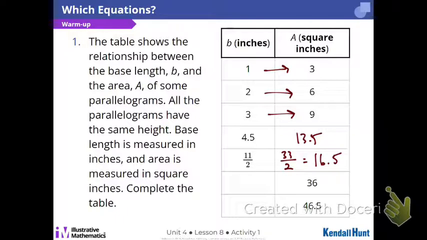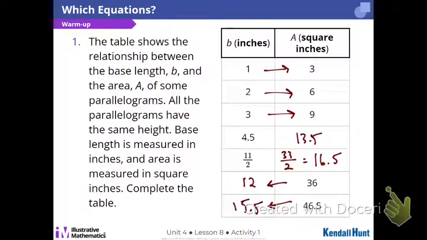Who can help me get right column to left column? Josiah? The right column to the left column is like dividing it by 3. Okay, what would I get? 3 divided by 3 is 1. So I just figured that out from that one. 36 divided by 3 is 12. And then 46.5 divided by 3 is 15.5.